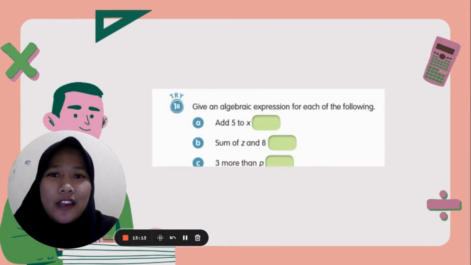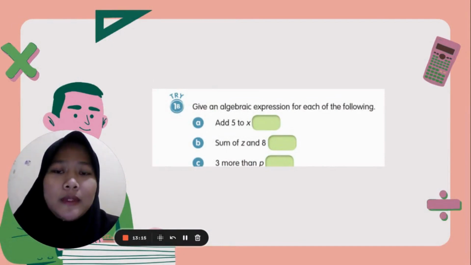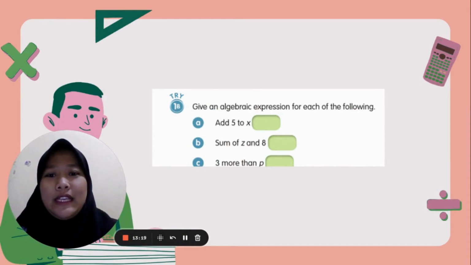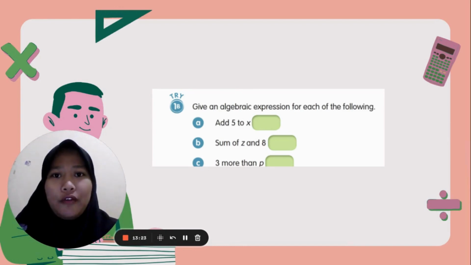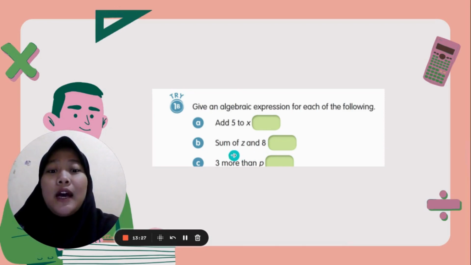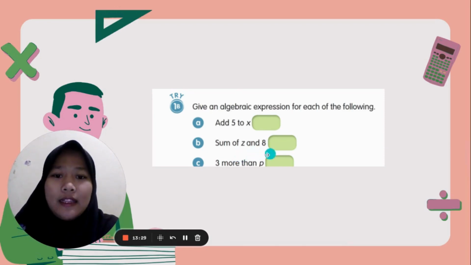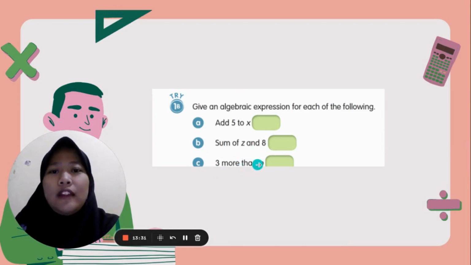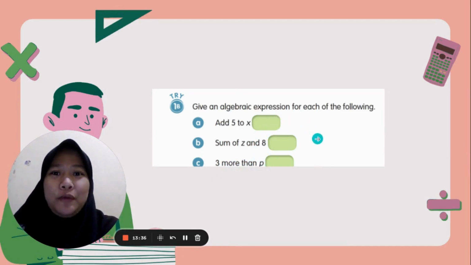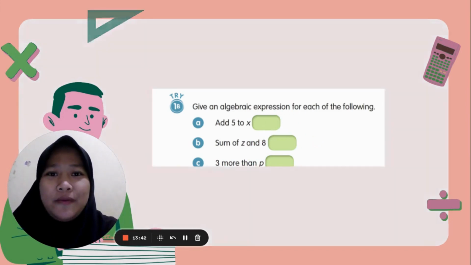Okay, in here, instead of word problems, I have some instructions like in the previous lesson. Give an algebraic expression for each of the following. Add 5 to x, sum of z and 8, 3 more than e. Okay, have you written down your answers in your book? Okay, let's check the answers together. Are you ready? Here we go.